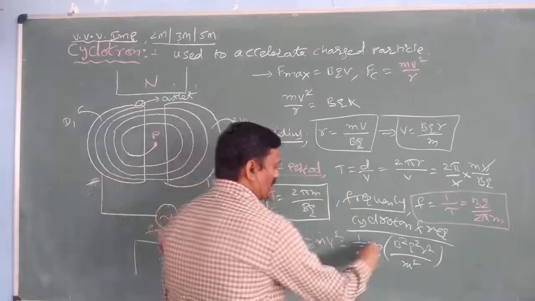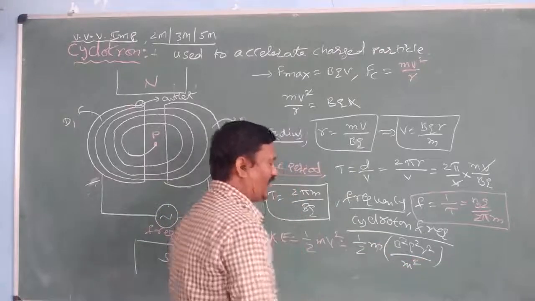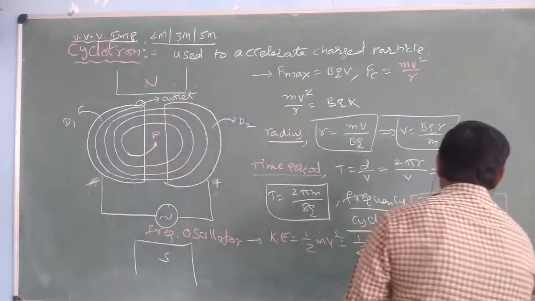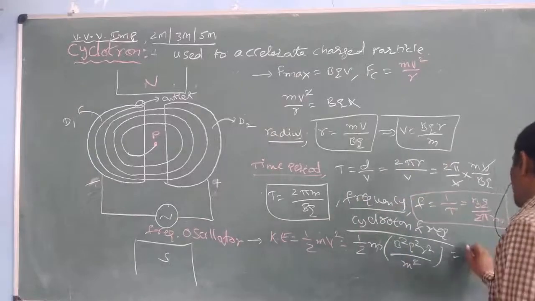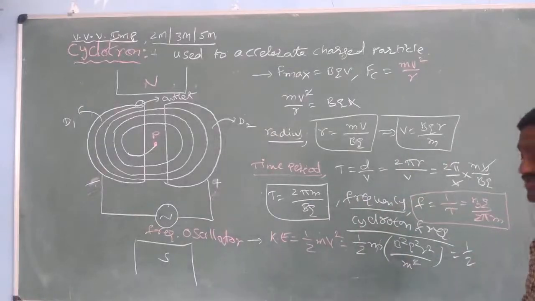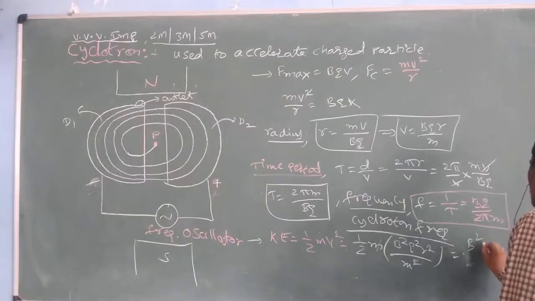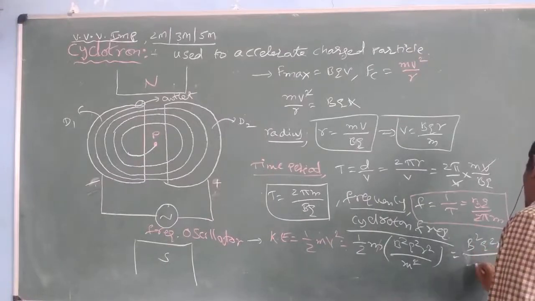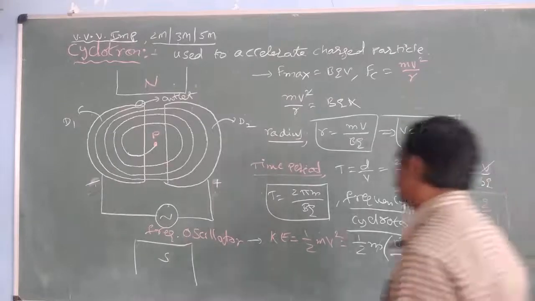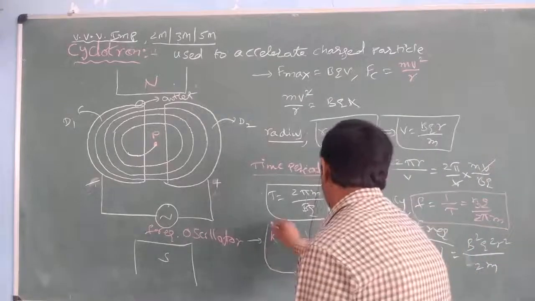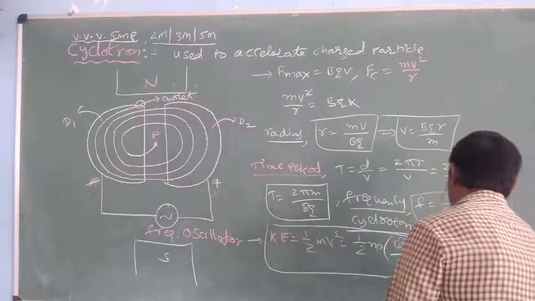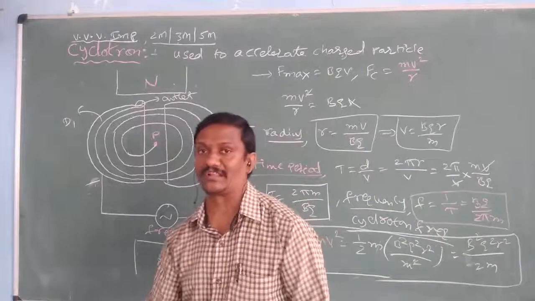Numerator and denominator, one m is cancelled, and finally the expression for kinetic energy of the charged particle, KE is equal to B square, q square, r square by 2m. So it is the final expression for kinetic energy of the emitted charged particle that comes out from the cyclotron.